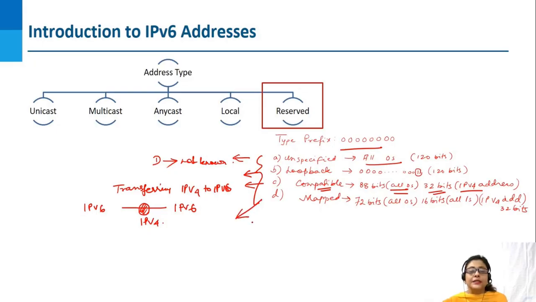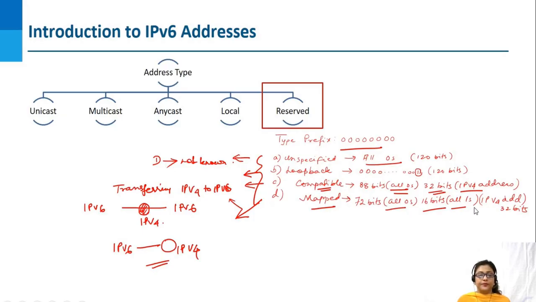The last one is the mapped address type. Here also it is used for transferring between IPv4 and IPv6, but in this case the node having IPv6 wants to connect to a node having IPv4. So this is called mapped, and the first 72 bits are all zeros, then 16 bits are all ones, followed by the IPv4 address of 32 bits.